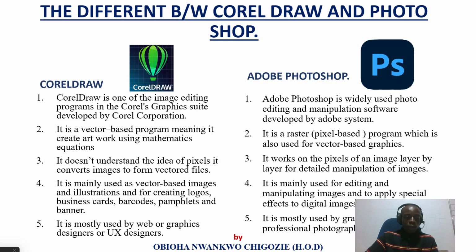Coming back to number three, in CorelDRAW it doesn't understand the image or the idea of pixels. It converts images to vector files. While Photoshop works on the pixels of an image layer for detailed manipulation of images.